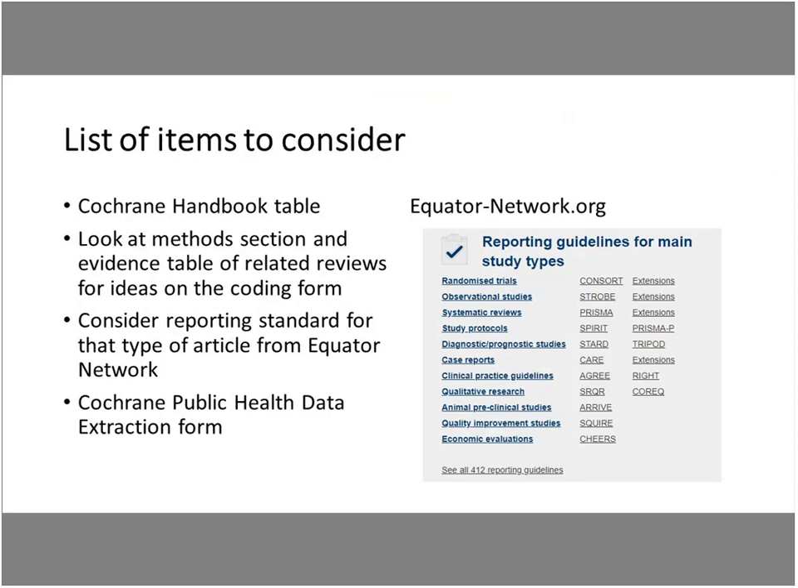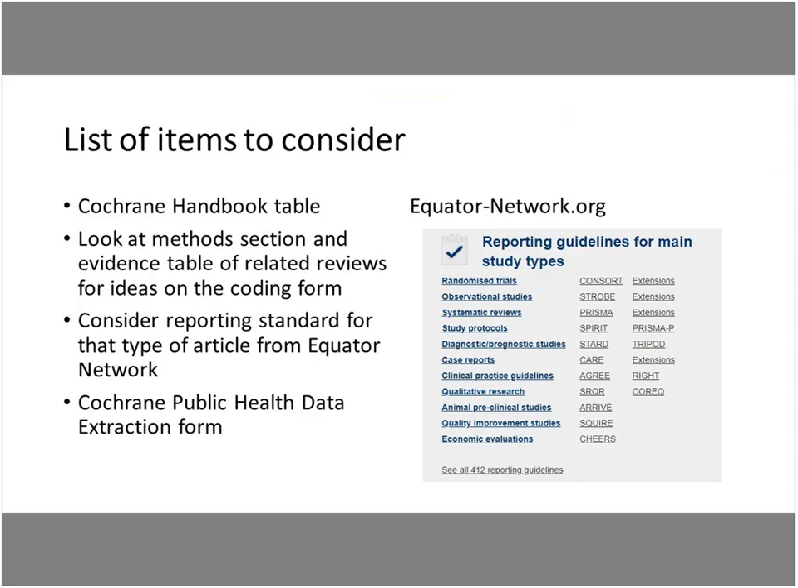So in thinking about this list, this is one place where you can help by showing them a few lists that we already know are available. The Cochrane Handbook has a table, which we'll look at in a few minutes, which lists what they look at when they're looking at randomized controlled trials. You can also look at the methods section of a related review to see what they did.